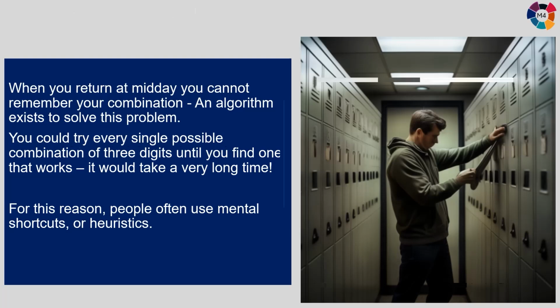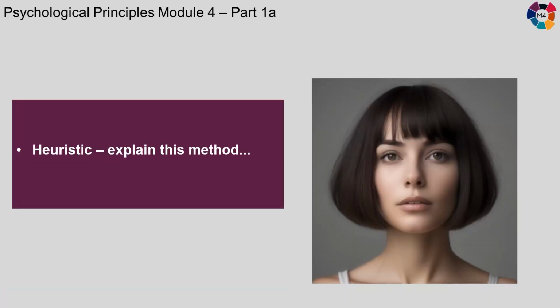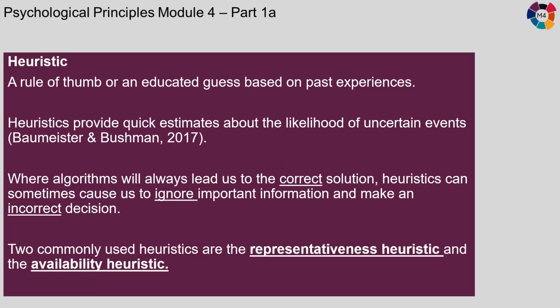Heuristics. Let's talk about this. This is a rule of thumb or an educated guess based on past experiences. Heuristics provide quick estimates about the likelihood of uncertain events. Where algorithms will always lead us to the correct solution, heuristics can sometimes cause us to ignore important information and make an incorrect decision. Two commonly used heuristics are the representativeness heuristic and the availability heuristic.